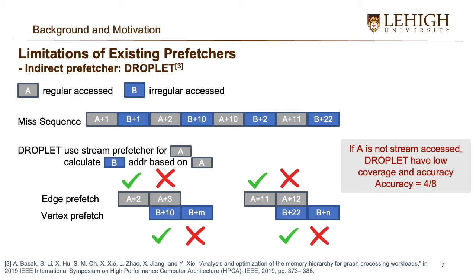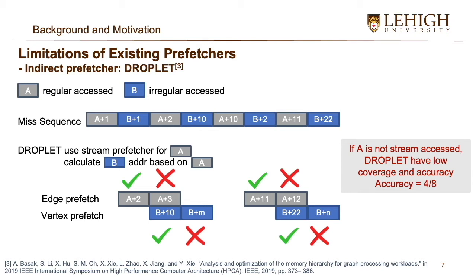It relies on pointer dependency information to predict the next address. In the graph algorithm, the value in the edge array decides the vertex addresses that are going to be accessed. Therefore, DROPLET uses a streaming prefetcher to prefetch the edge array and calculates the corresponding vertex address based on the prefetched edge values.